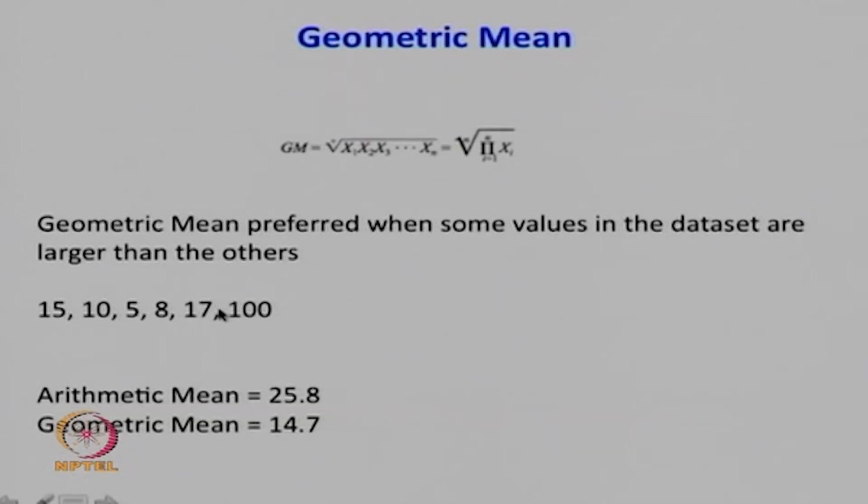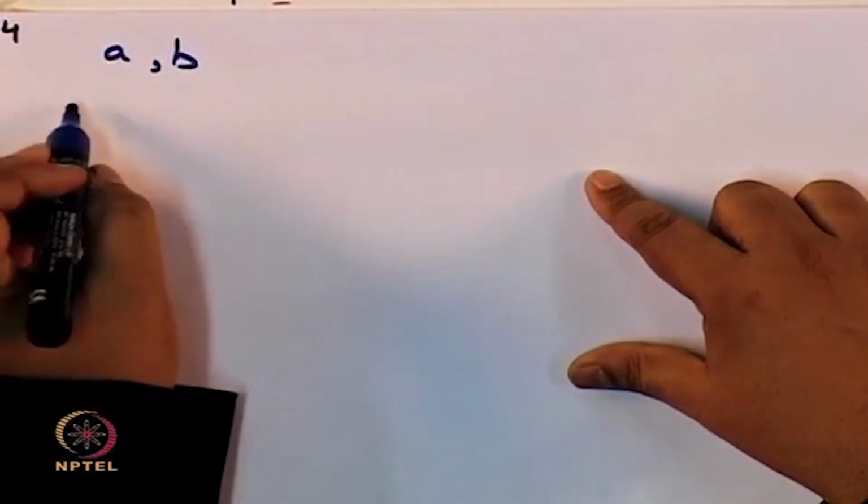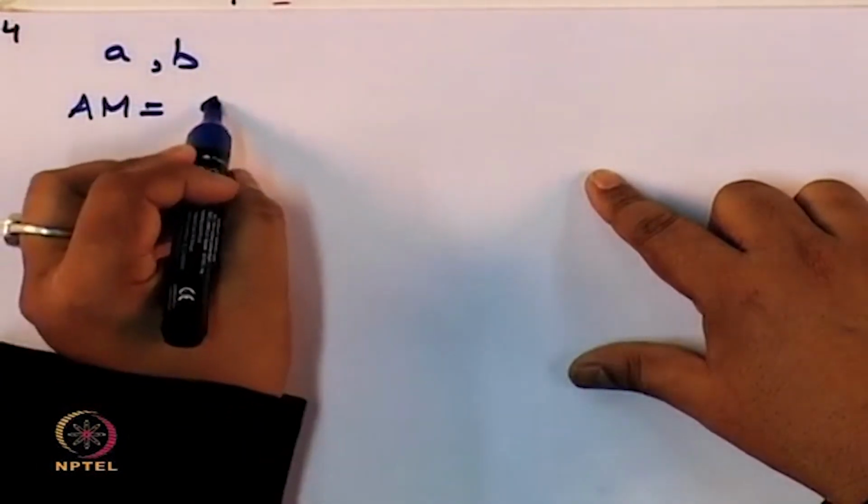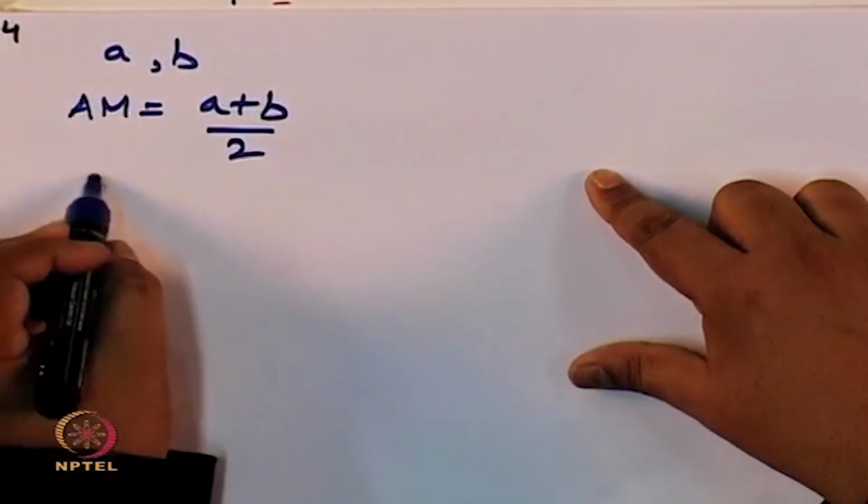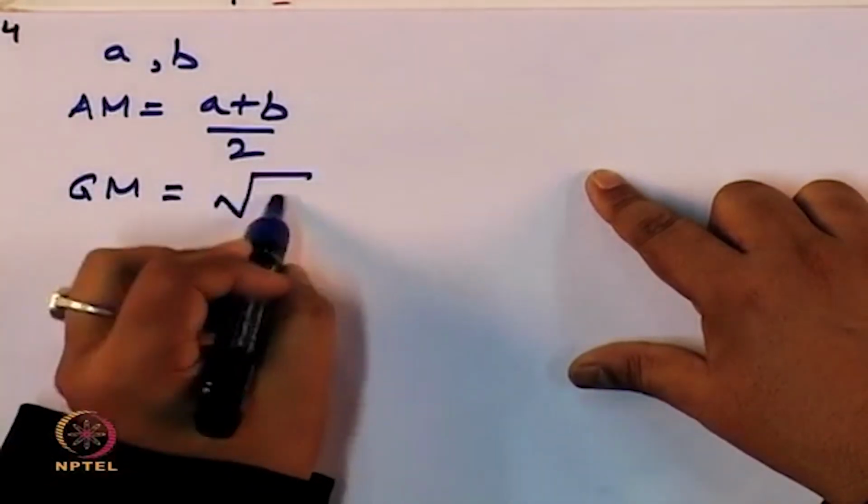So, this is an example which shows that geometric mean is much less sensitive to outliers compared to the arithmetic mean. In the particular case that we worked out, you find that the geometric mean is less than the arithmetic mean. Is it true for any data set? It can be shown. Let us take two numbers, A and B. My arithmetic mean will be defined by A plus B by 2, and geometric mean will be the square root of AB.